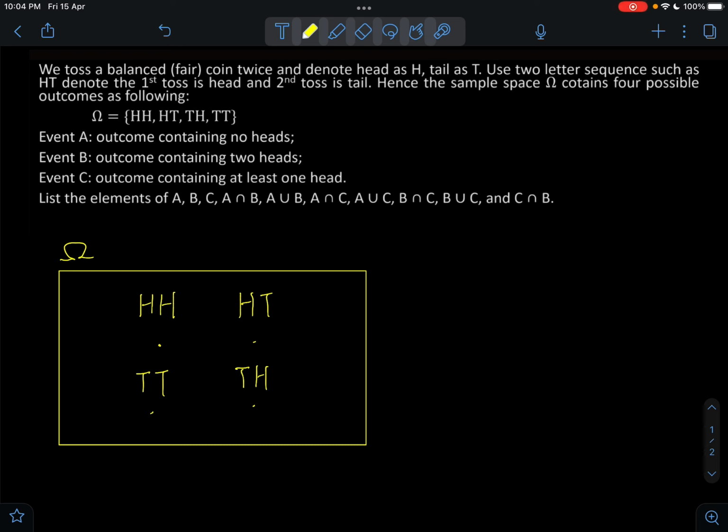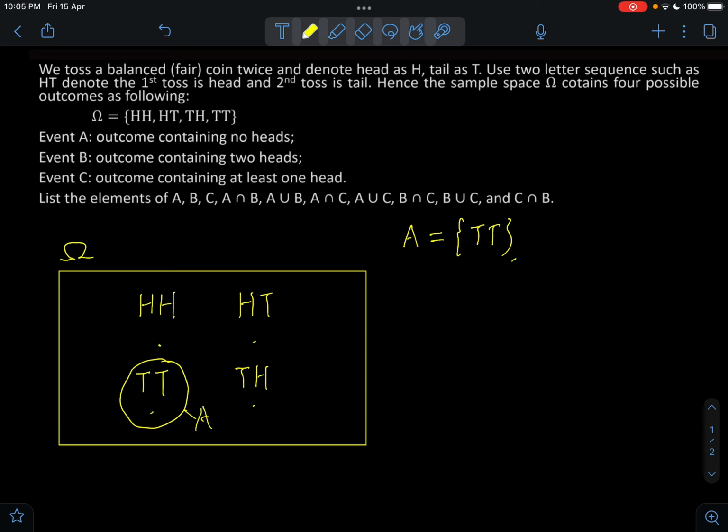Once we list down all the possible scenarios in the sample space, we will try to resolve this question. First we define three events here. Event A is the outcome contains no head. Basically, this is the event TT. So this is event A, and we can write down the elements of event A as TT.